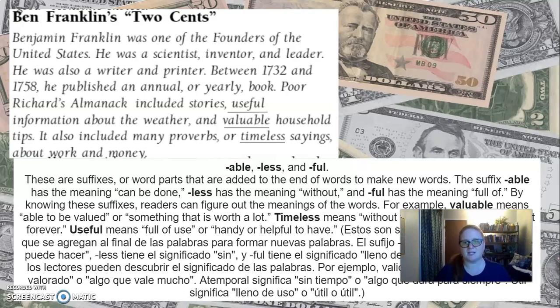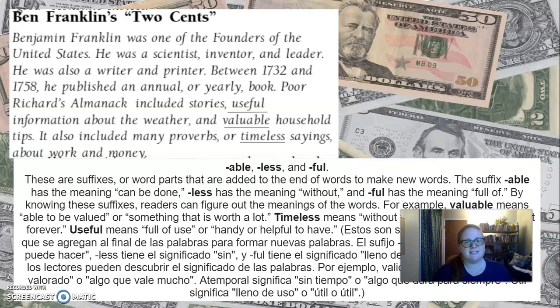So the suffixes that we're going to discuss today are able, less, and full. These are suffixes or word parts that are added to the ends of words to make new words. The suffix able has the meaning can be done. Less has the meaning without, and full has the meaning full of. And whenever I think of full of or something that is full, I think of the word beautiful because that means full of beauty. And I just really appreciate that word.